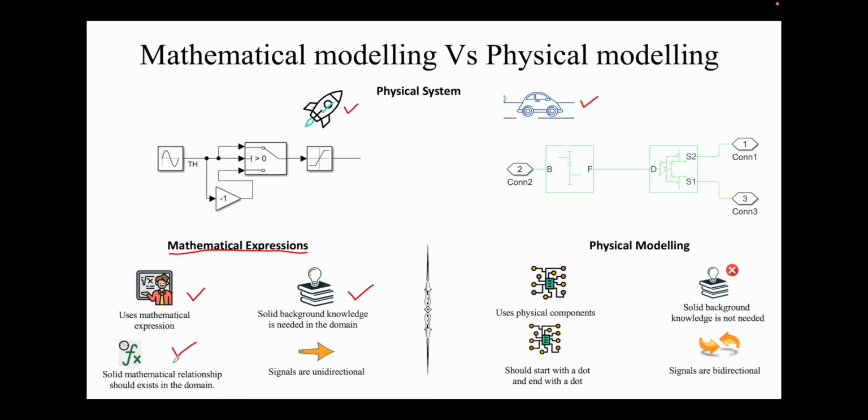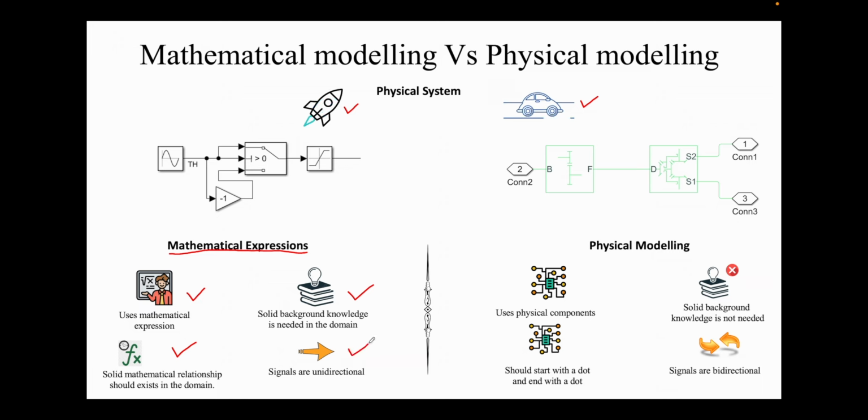In this case, suppose you give the thrust, then the amount of thrust is proportional to the amount of vertical acceleration that you are generating. So it is mathematically related, and that is how you can develop the mathematical model. If that relationship does not exist, then you cannot develop it.